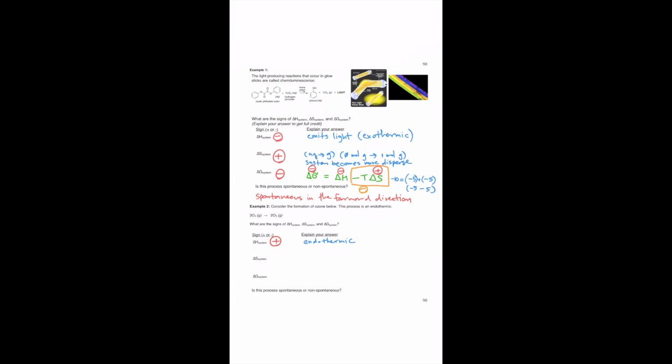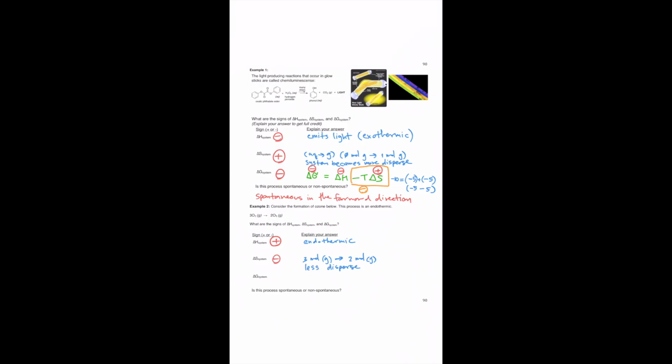And for the entropy of the system, we are going to determine it from the physical state of the reaction. We see that the reaction goes from 3 moles of gas to 2 moles of gas. Therefore, the entropy of the system decreases because it goes from more moles to fewer moles. Therefore, in this case, delta S would be negative because it becomes less dispersed.